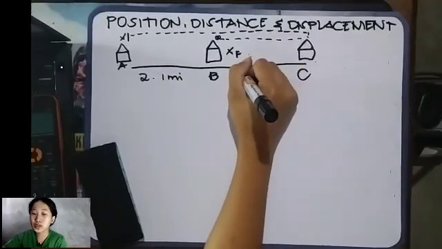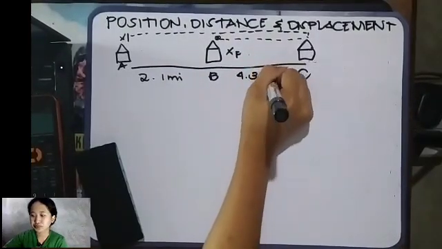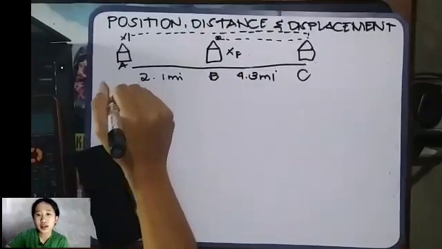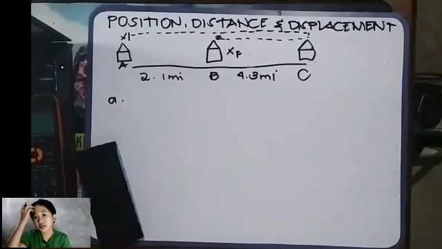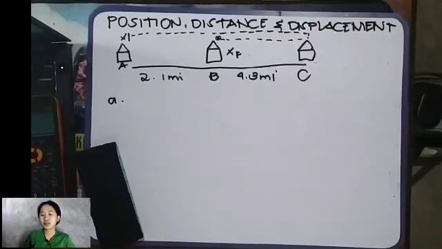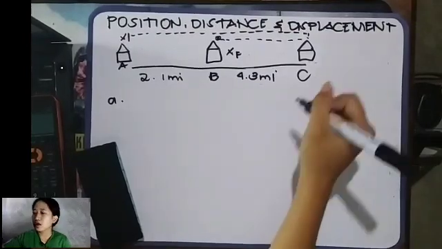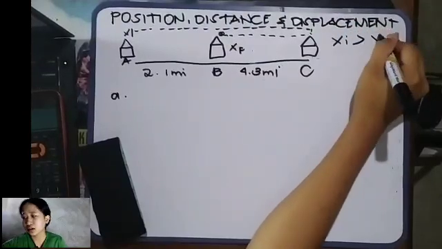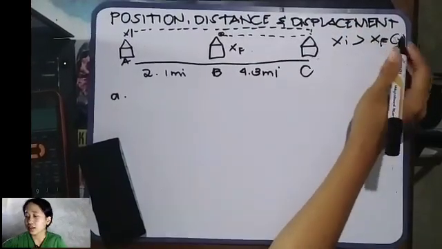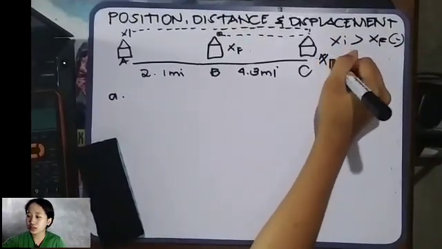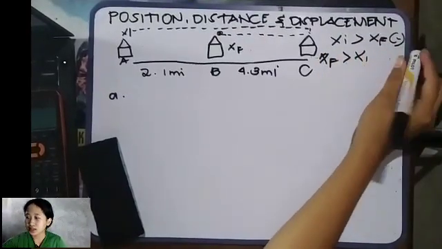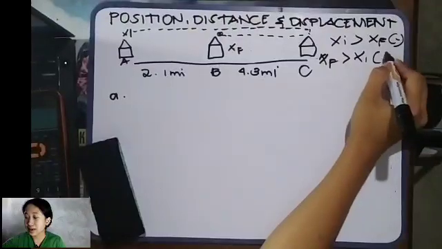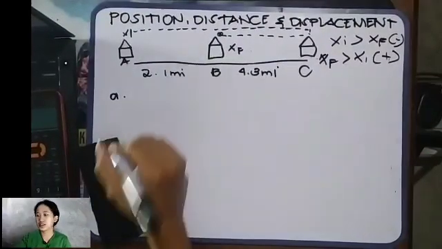Then B to C is 4.3 miles. So, ang unang tanong is, is the displacement for this trip positive, negative, or zero? So, di ba sa Cartesian plane, whenever pupunta ka sa right side, it's positive. So, i-apply lang natin to. Pero meron ditong rule na kapag ang initial position is greater than final position, it's negative. Then, kapag naman ang final position natin is greater than initial, it's positive. So, ang sagot natin is positive.